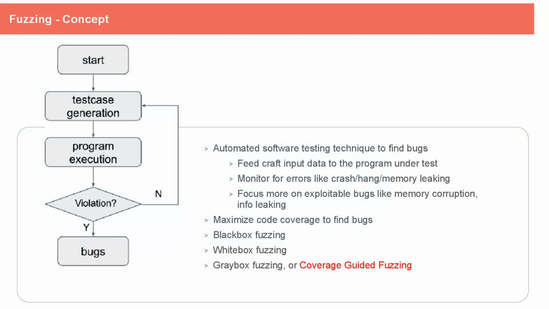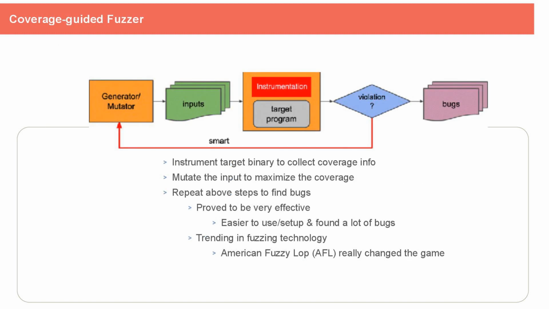So we come to the third type, the gray box fuzzer, which is something in between white and black. The other name of gray box fuzzer is coverage-guided fuzzer. This kind of fuzzer uses the same concept, but you can see that when the fuzzer runs the program, it instruments it.